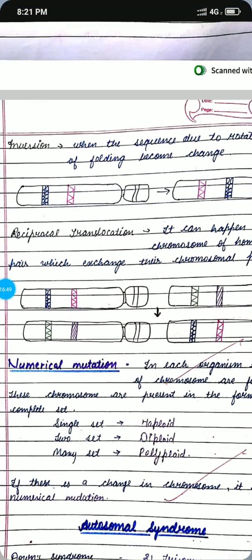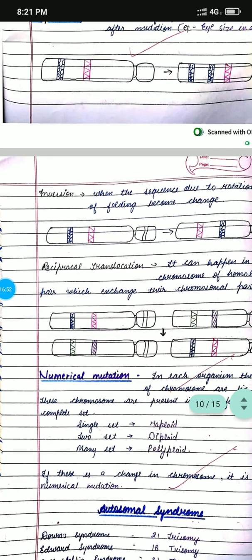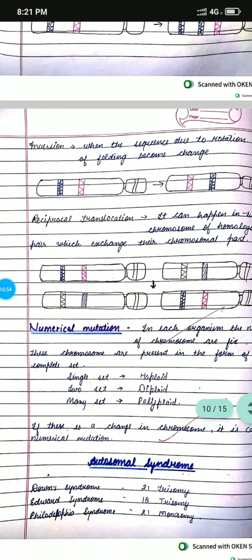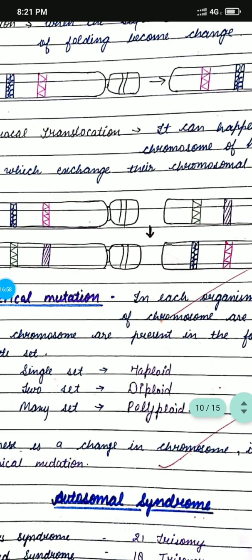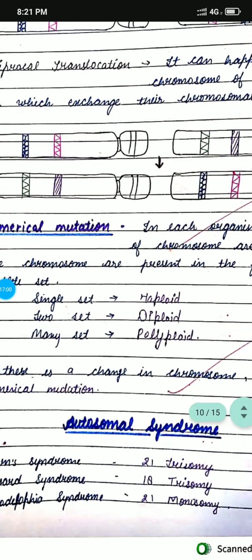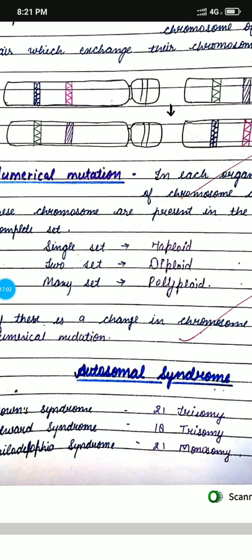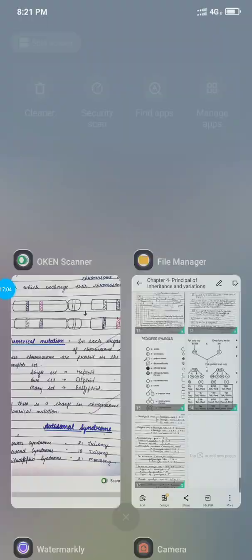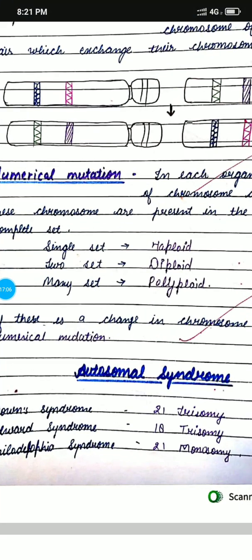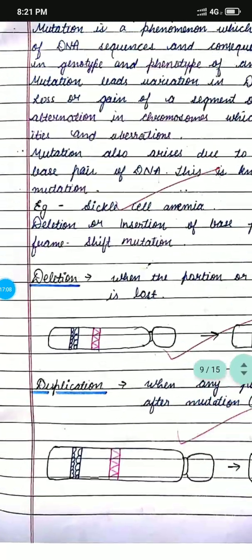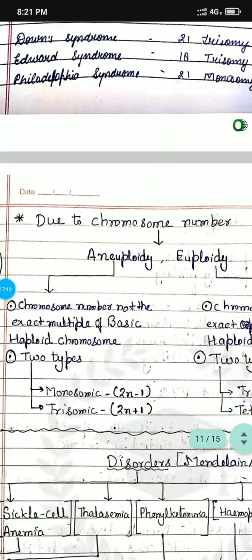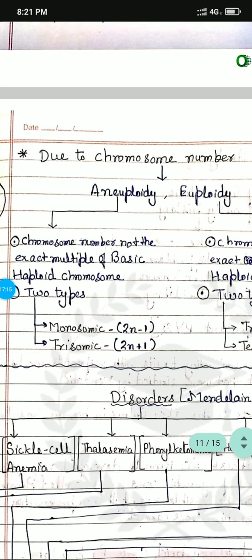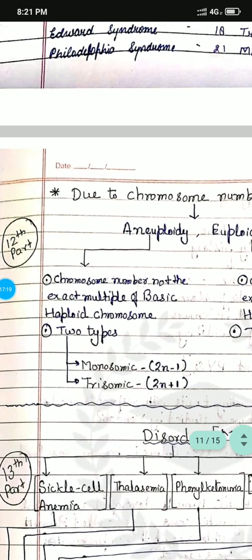It can happen in two chromosomes of homologous pairs which exchange their segments. Look at the upper part, and now you see the lower part. The pink color is going to the second one, and the blue pattern is going to the first one. Now, numerical mutation. You see here, the number of chromosomes is fixed. These chromosomes are present in the form of a complete set. Example: single set is haploid, two sets is diploid, and many sets is polyploid.